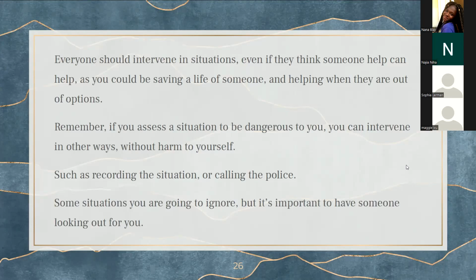Everyone should intervene in situations even if they think someone else can help them. You could be saving someone's life and you wouldn't even know. And remember, if you assess any situation that could be dangerous to you, you can intervene in other ways without harming yourself as well, like recording a situation or calling the police. Police can get someone to back off since they have a higher authority. And there are some situations you're going to ignore, but it's also important to have someone looking out for you because not everyone will look out for you.